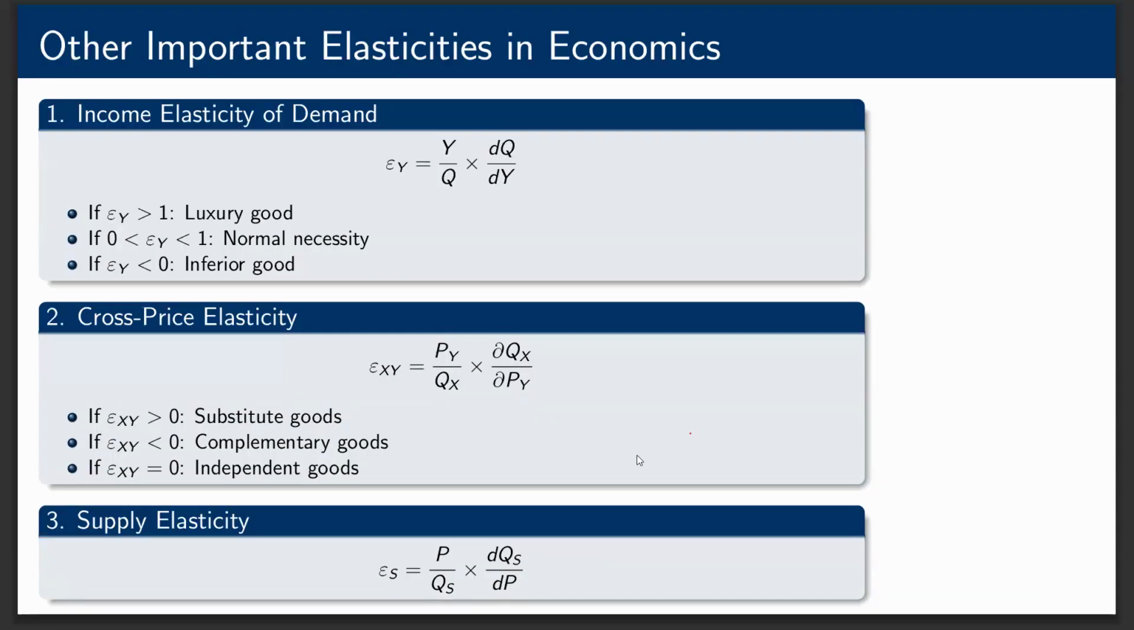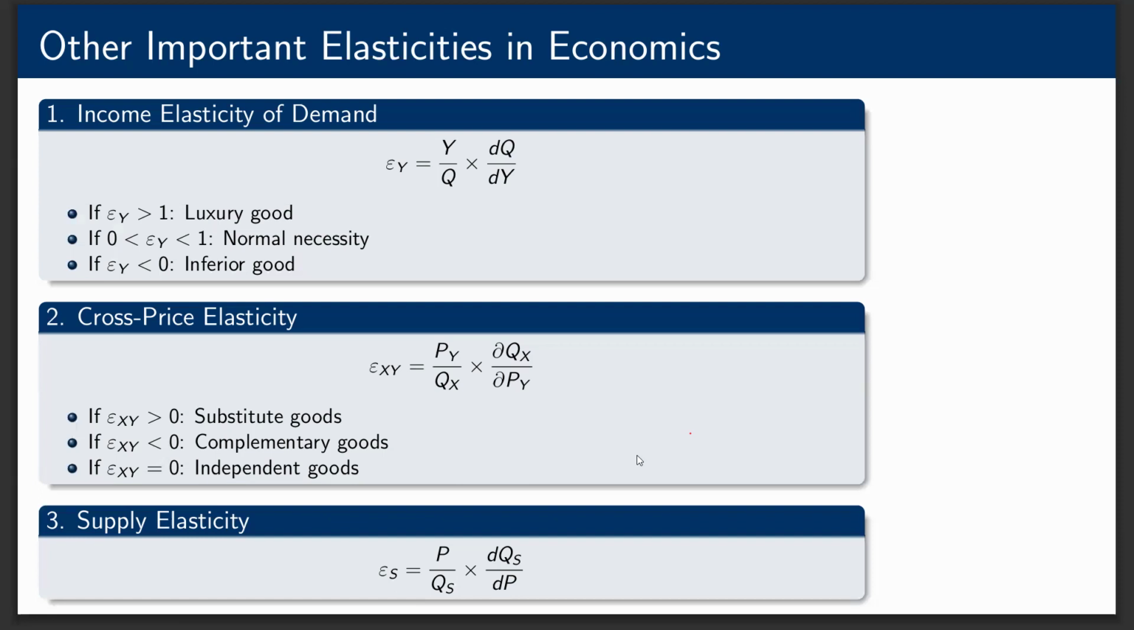Income elasticity. Just replace price with income. What does the income elasticity of demand measure? It measures, if income increases by 1%, by what percentage my demand will increase or decrease. That is called income elasticity of demand. It is represented by E subscript Y. The formula is Y by Q into dQ upon dY. The elasticity value can be equal to 0, less than 0, or greater than 1. If greater than 1, luxury good. Less than 0, that is negative, inferior good. Between 0 and 1, it is a normal good or necessary good.